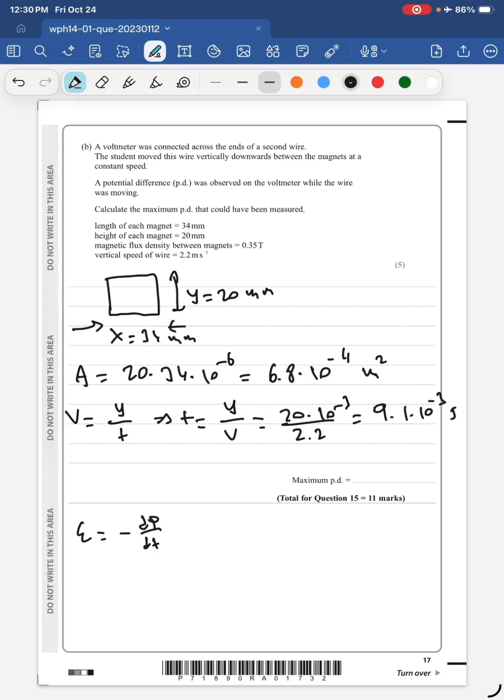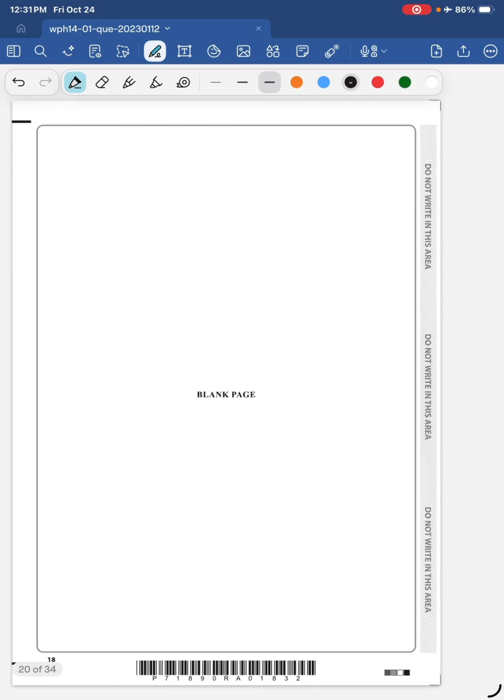And since the electromotive force is minus d phi over dt, we will take the positive. D phi is B times A over time, pretty much, okay? B is 0.35, A is 6.8 times 10 to the negative 4 over 9.1 times 10 to the negative 3. So the maximum possible voltage is 0.026 volts, where we use the maximum possible change in flux, which is B times A, and then the maximum possible time, which is the time for the wire to go from all the way up to all the way down. Okay, so that's the answer.